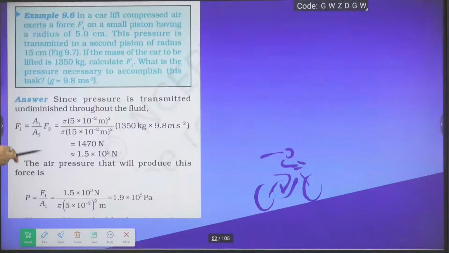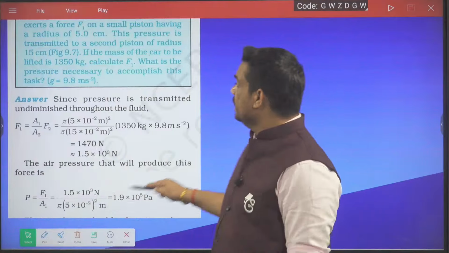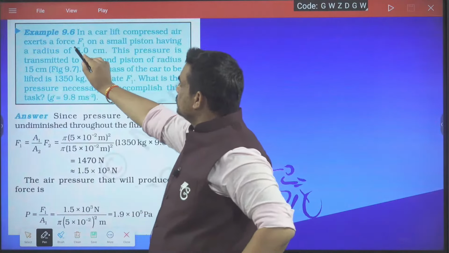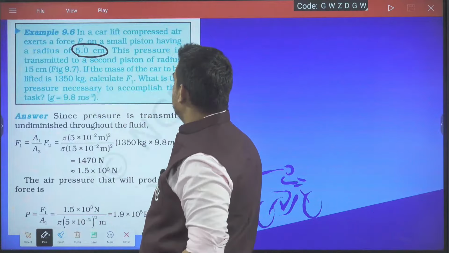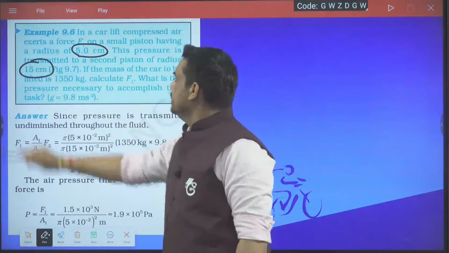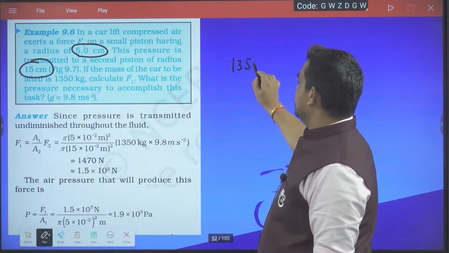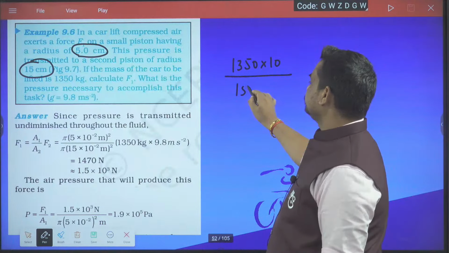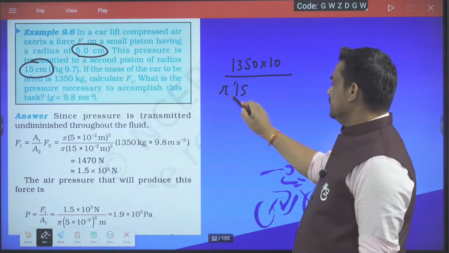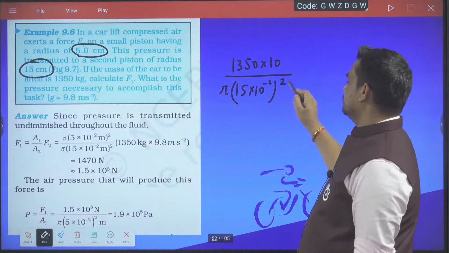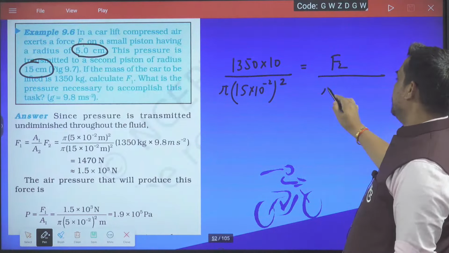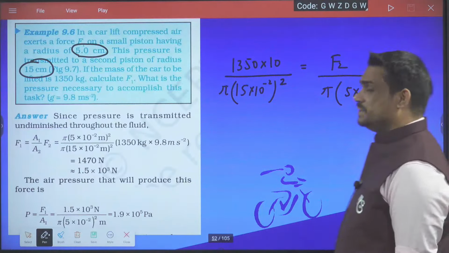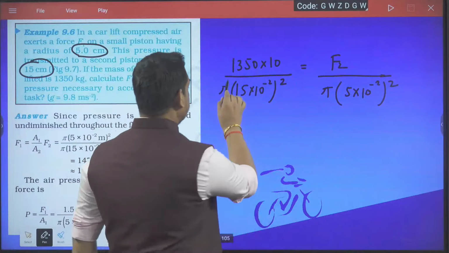Then this is again from Pascal. They are saying a car lift compressed air, and they have given this force F1. Radius is given 5, and piston radius is given 15 here. Mass of the car is 1350 into g, which is 10, divided by the piston area, so pi into 15 into 10 power minus 2, whole square. This side we get F2 divided by pi into the square. Now you can do the calculation, because pi will be cancelled.